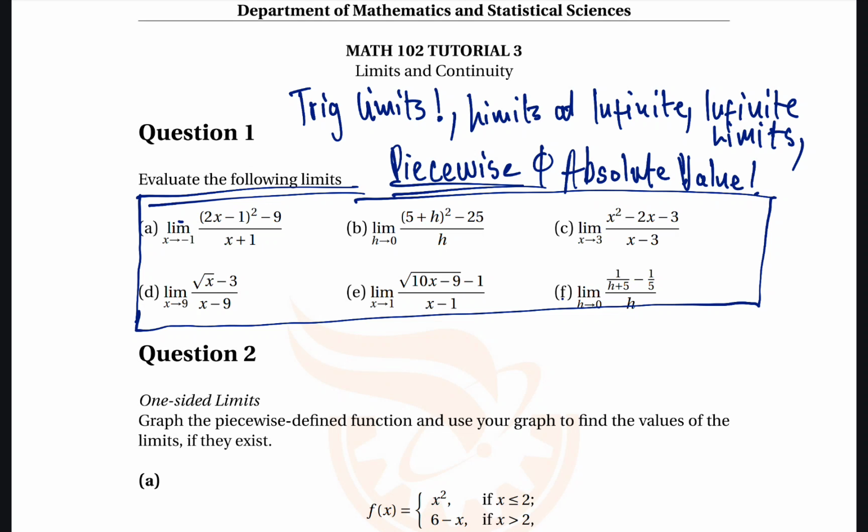So you must know how to expand. You must know how to factorize. If you're not good at factorizing, go check the playlist on factorization, which is at the top there.